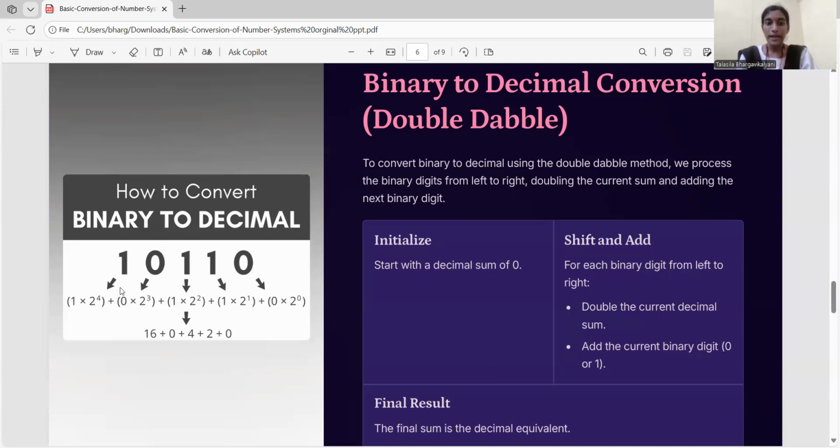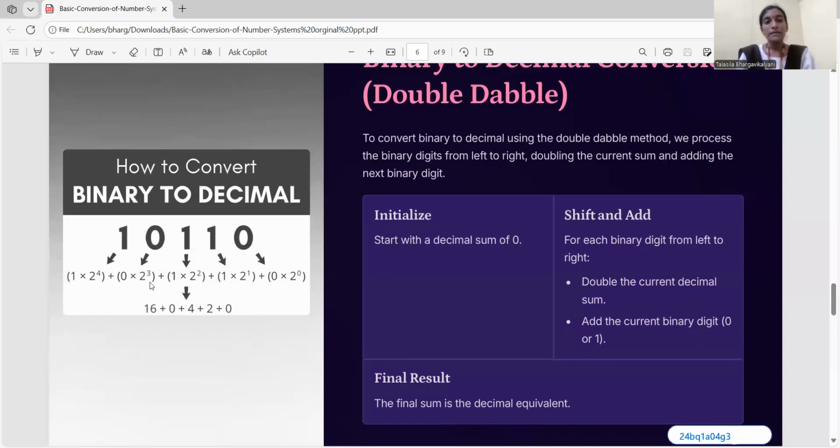If the position is n, then the power associated with it is 2 power n minus 1. So here 10110: 1 into 2 power 4 plus 0 into 2 power 3 plus 1 into 2 power 2 plus 1 into 2 power 1 plus 0 into 2 power 0. The numbers we get are 16 plus 0 plus 4 plus 2 plus 0. That is a total of 22. Here the decimal number we get for this binary number is 22.